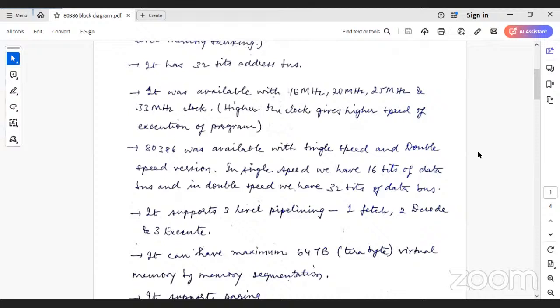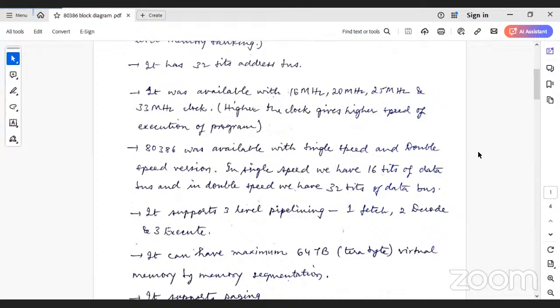Now, the 32-bit double speed version is a complete 386 system, so naturally it will come with a 32-bit data bus. All those programs which were written for 8086, if you want to upgrade your system, you can still replace the 8086 microprocessing unit and keep the data bus as it is. That is why we call it the single speed version and the double speed version. So the single speed version is upgradable from 8086 to 386.